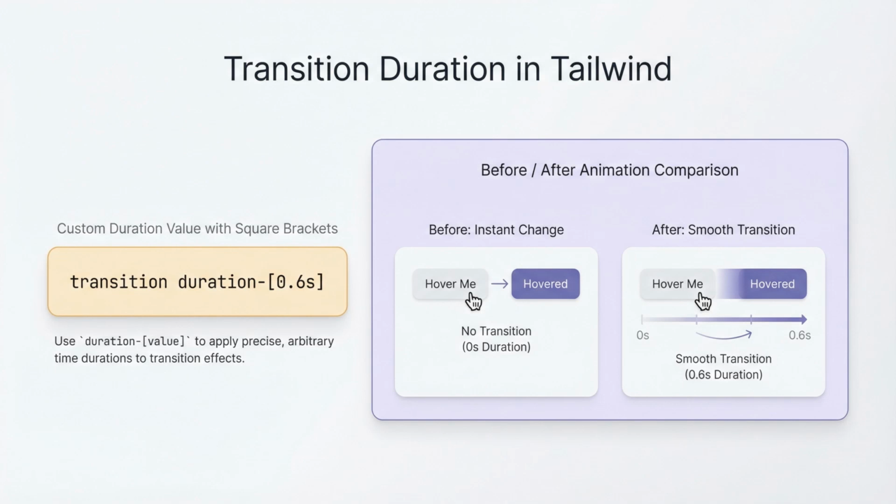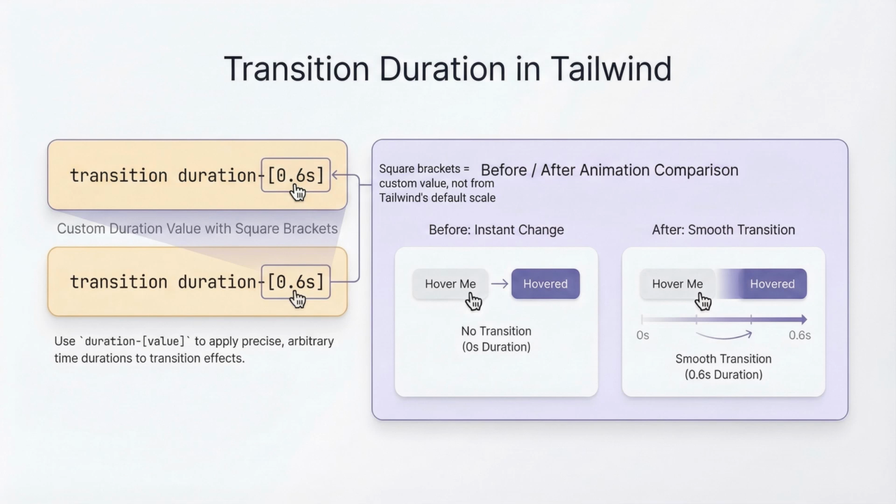Now, let's talk about transition timing. When you hover over an element, you often want that style change to happen smoothly rather than instantly. Tailwind provides a duration utility for exactly this. You can specify how long the transition takes, for example, 0.6 seconds, and the browser will animate the change over that time period. An important distinction is being made here between two types of Tailwind values.